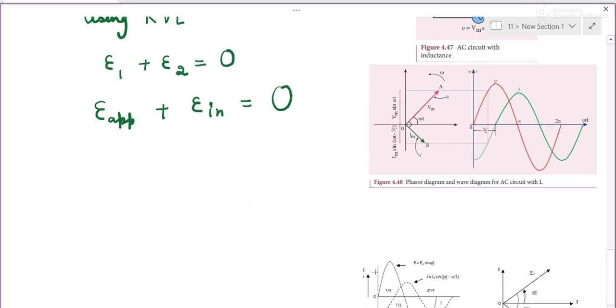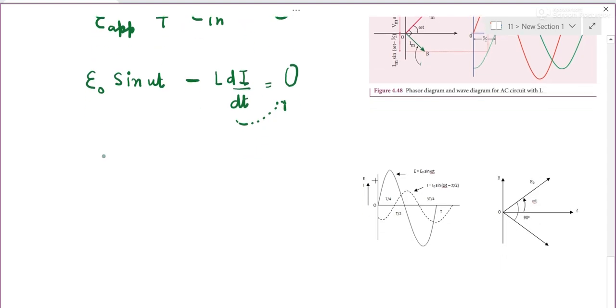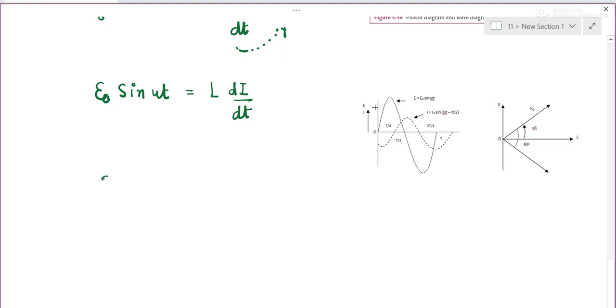What is E applied equal to? It's E naught sin omega t. And E induced is equal to minus L di by dt. So we'll take this quantity to that side. So this will be written as E naught sin omega t is equal to L di by dt. Now we will take dt this side. So E naught by L also we are bringing this side, sin omega t dt. And this side is di.